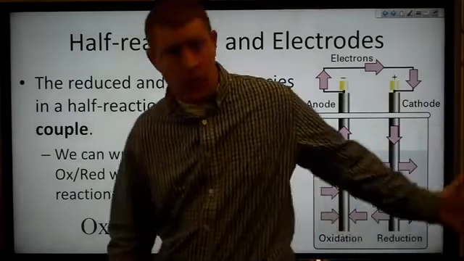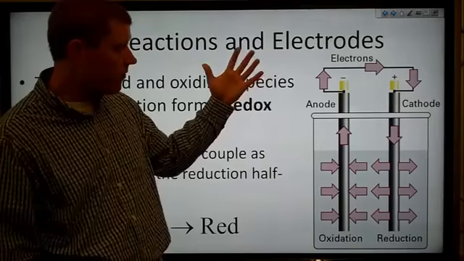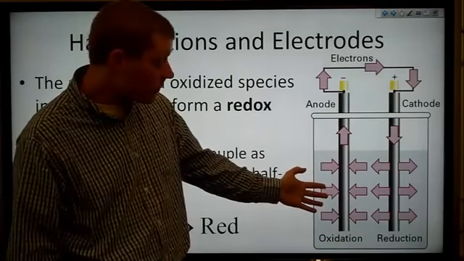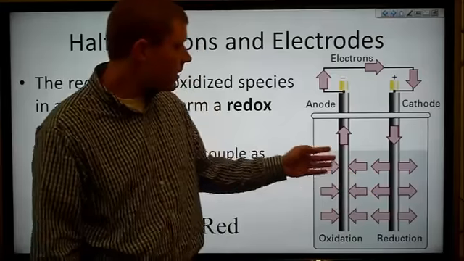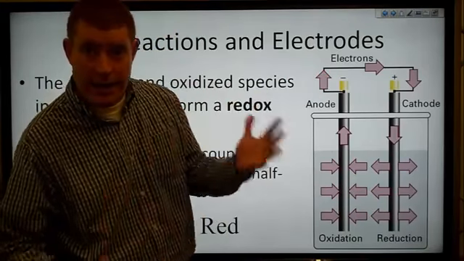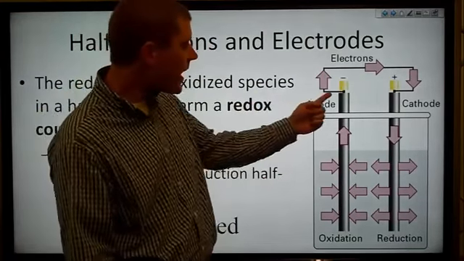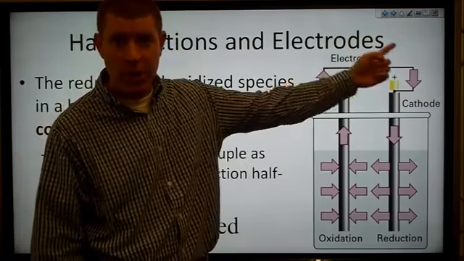So over on the right side here, you can see we have an electrochemical cell. We have oxidation occurring here at the anode. We have reduction occurring at the cathode. The anode has a negative charge, like anion. The cathode has a positive charge, like cation. And our electrons are flowing from the negative side to the positive side.